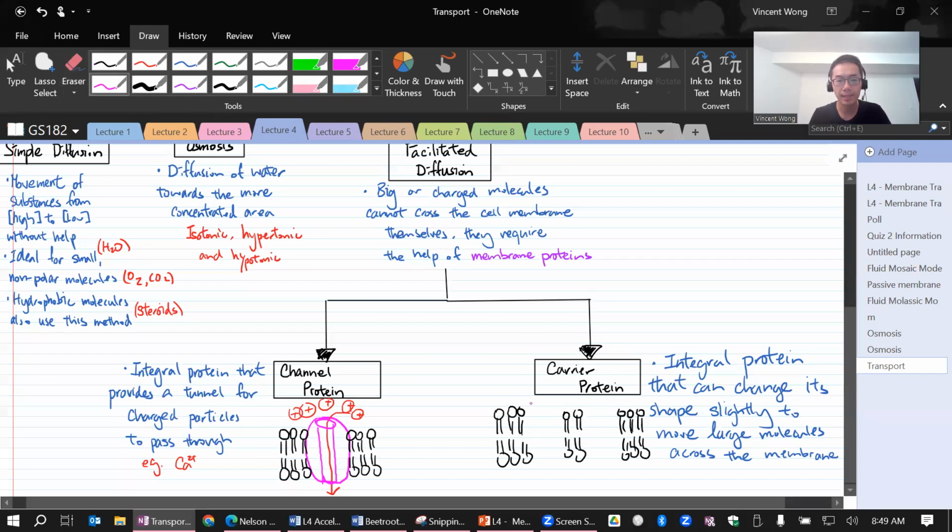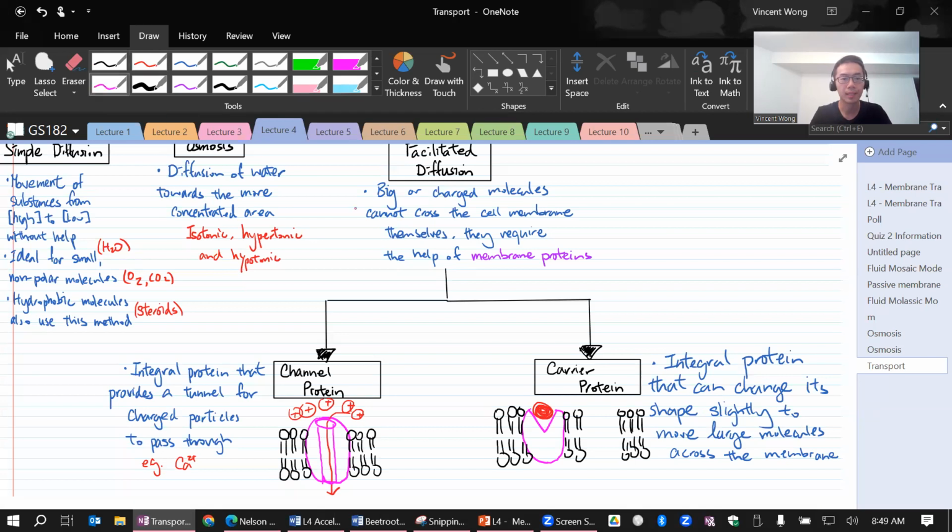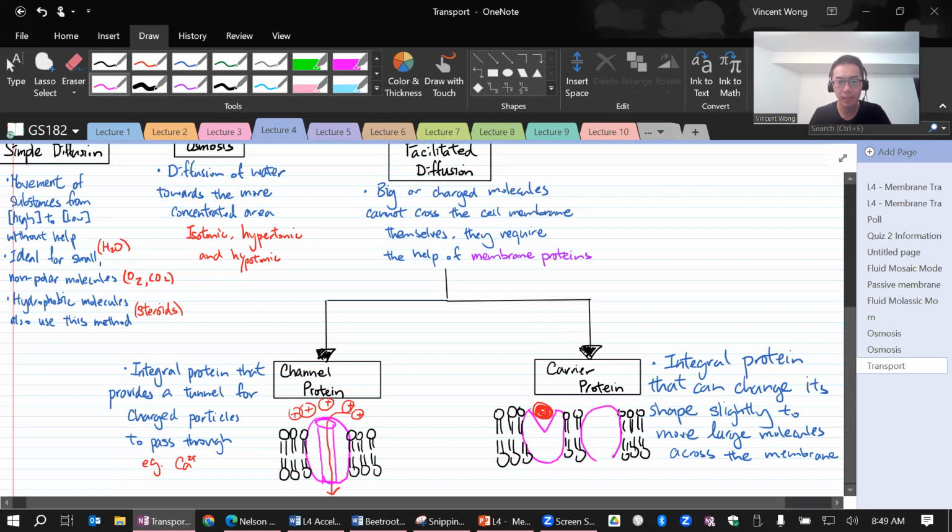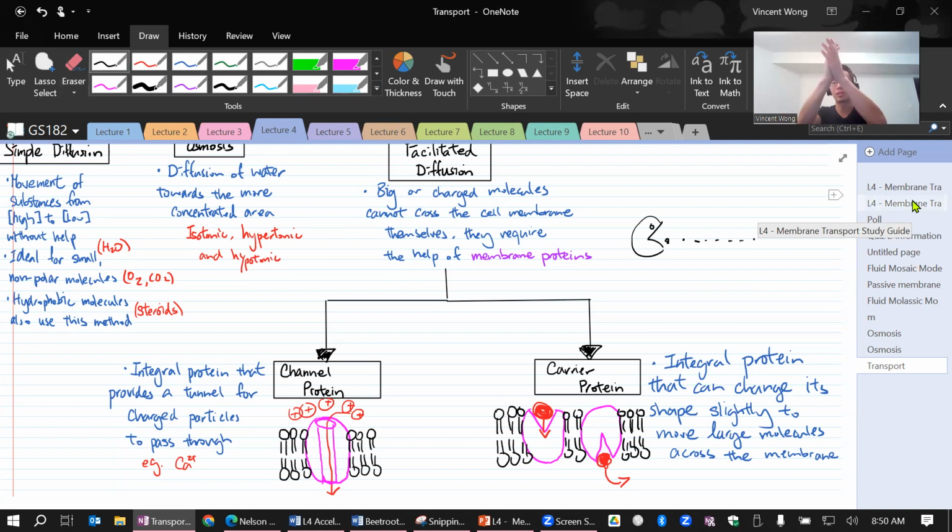Okay, so it's like this. It faces one side. It will grab onto a big molecule, and then it will change the shape slightly, and then it will spit it out on the other side. You guys know the game Pac-Man, right? Pac-Man, the thing that eats the dot, right? This is like that. It grabs onto it, and then it opens on the other side and spits it out. And then it turns around again, grabs another one, and then spits it out.